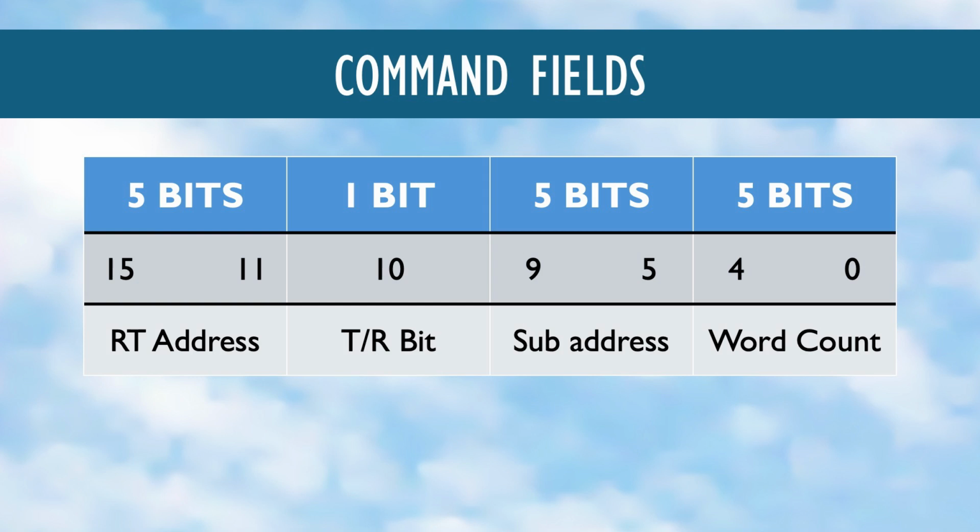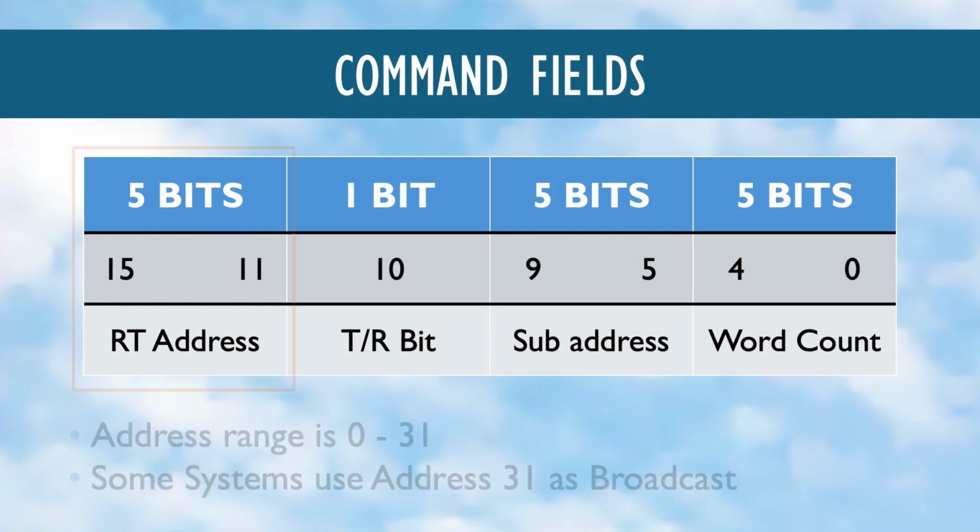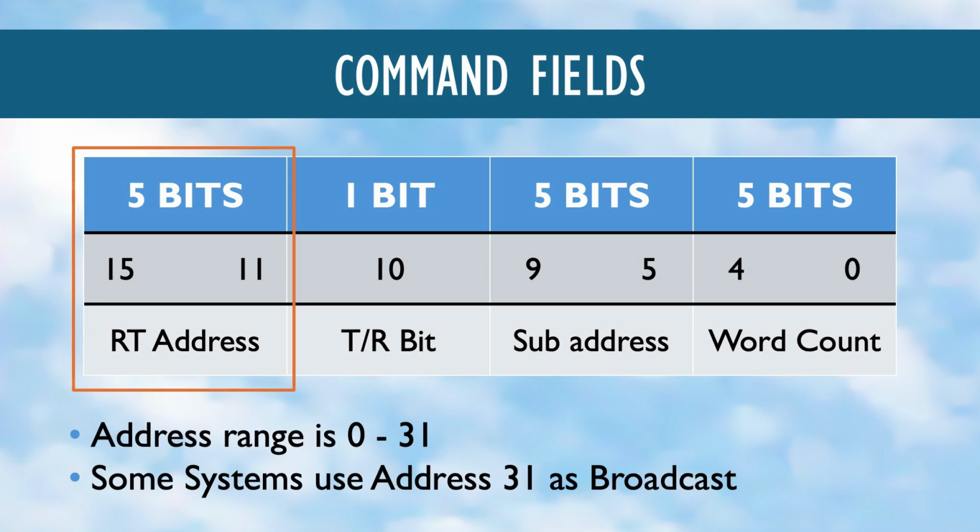A closer look at the command word shows that it's 16 bits long and comprised of 4 distinct fields. Let's take a look at each of these fields. The first field is a 5-bit field called the RT address. Having 5 bits gives it a range of 0 to 31, allowing for up to 32 RTs in the network. Some aircraft use address 31 as a broadcast address, allowing messages to be transmitted to all RTs simultaneously. These aircraft can only support up to 31 RTs.